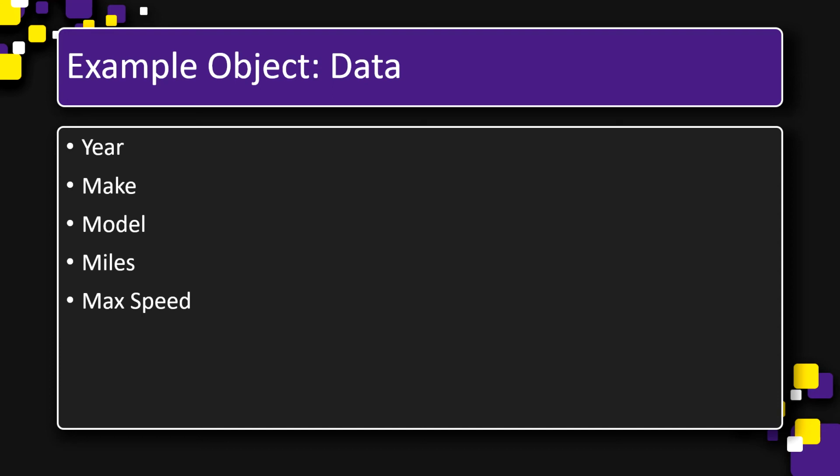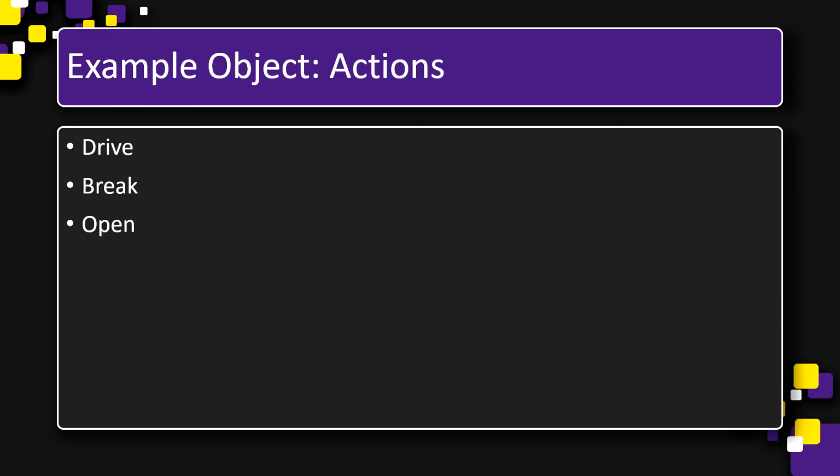But then you also want to make sure that you know its year, when it was made, what kind of car it is, what make, what model, right? How many miles it has on it is important to you as well. And also, perhaps its max speed is important to you. Next, we're going to talk about its actions. So for a car, we want it to drive or move. We want it to brake or stop, and we want it to open and close.